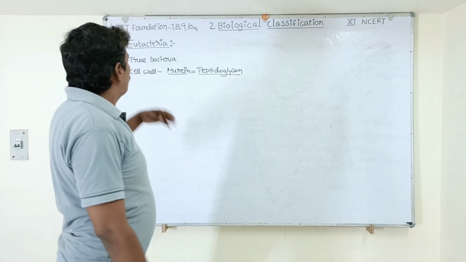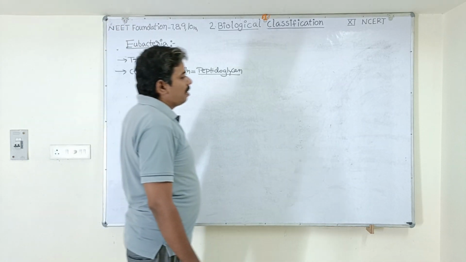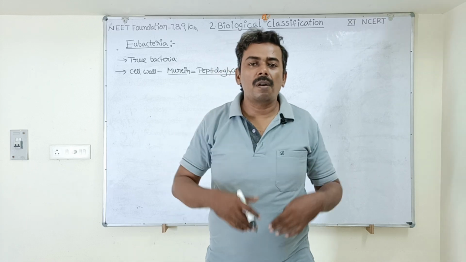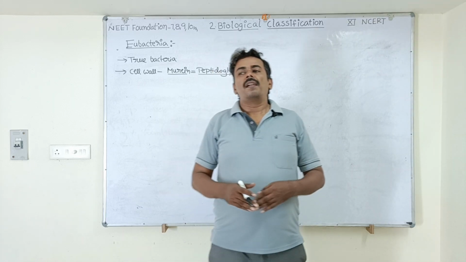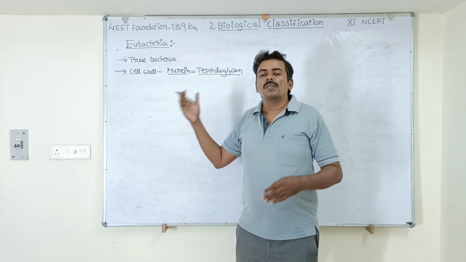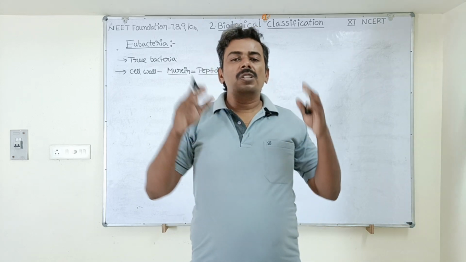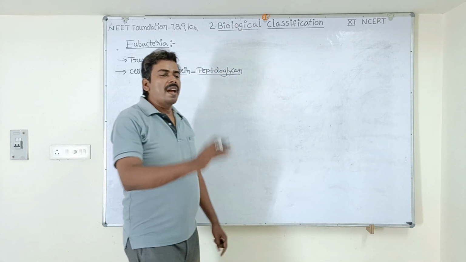So where do these Eubacteria live? The Eubacteria live in soil, in water, and also inside our body and outside our body, and a lot of them also cause diseases in human beings and plants. So now let us discuss the different types of Eubacteria.